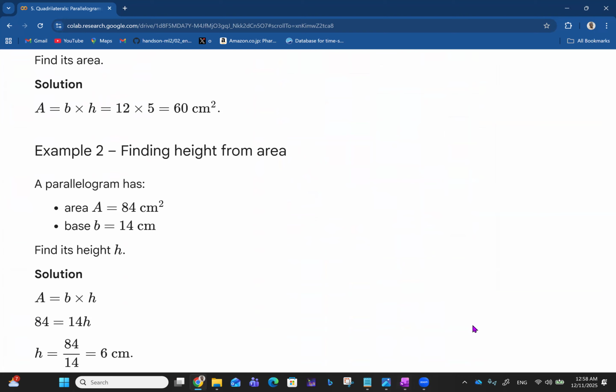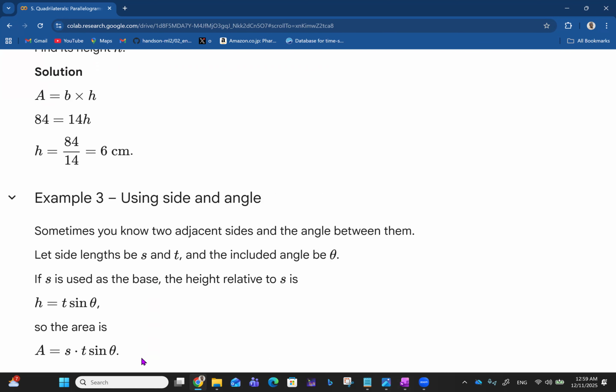Example 2 now. For example 2, we want to find height from area. A parallelogram has area 84 centimeters squared. Base is 14 cm. Find its height. Of course, area is base times height. So that means area 84 equals 14, which is base, times height h, which you don't know. So h is now 84 divided by 14, which gives you 6 centimeters. Pretty easy. And then we have example 3.